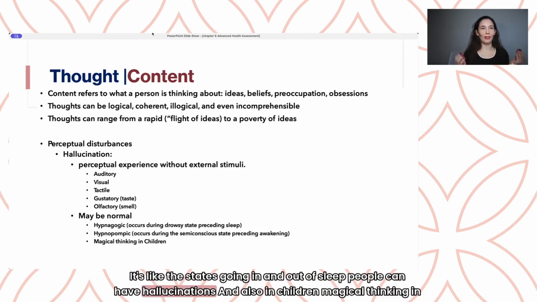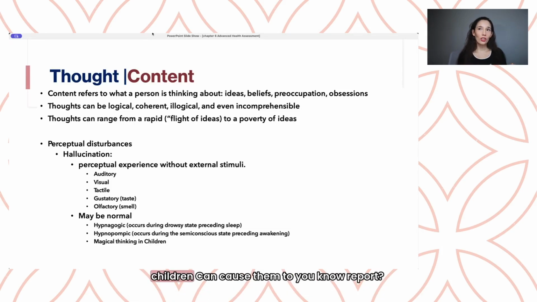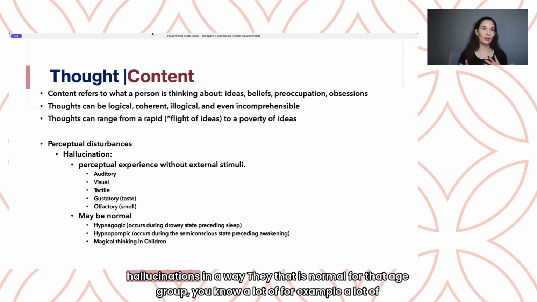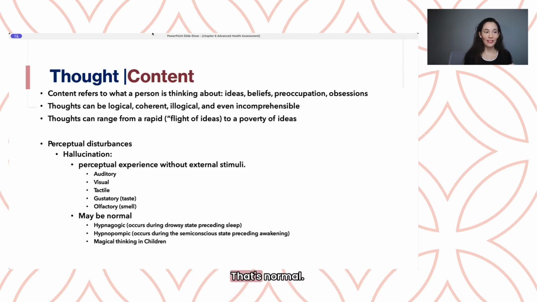People can have hallucinations. And also in children, magical thinking can cause them to report hallucinations in a way that is normal for that age group. For example, a lot of kids have imaginary friends, right? That's normal. They're not having a visual hallucination. They have an imaginary friend.